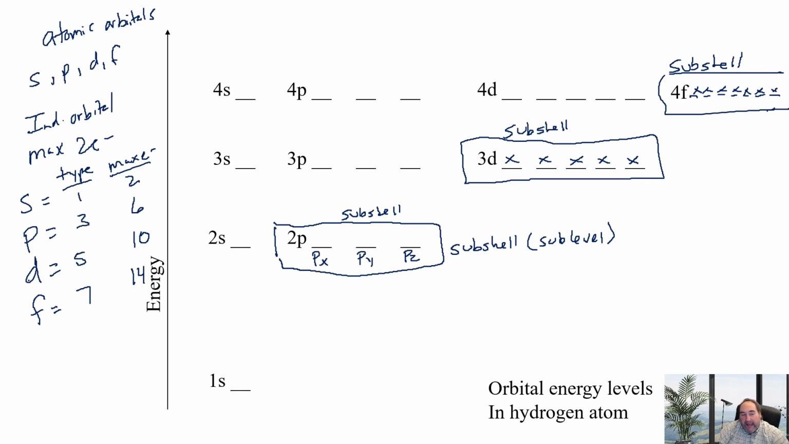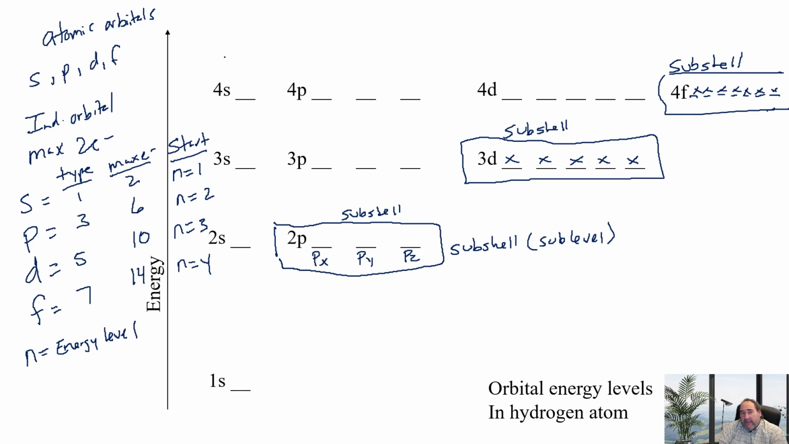Remember as well that n is the principal quantum number. That is basically the energy level. And on the first energy level, that is where we see S orbitals start. It's not until the second energy level that P orbitals begin. It's not until the third energy level that D orbitals begin. And it's not until the fourth energy level that we actually see F orbitals begin. So that's also really important to remember.